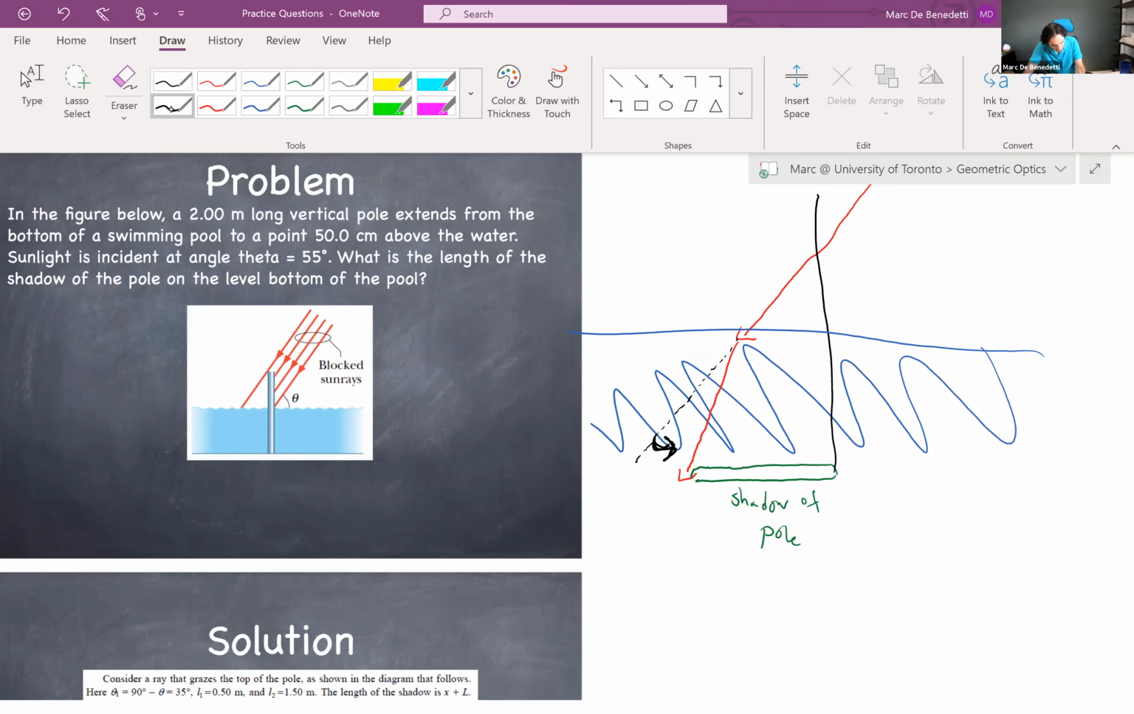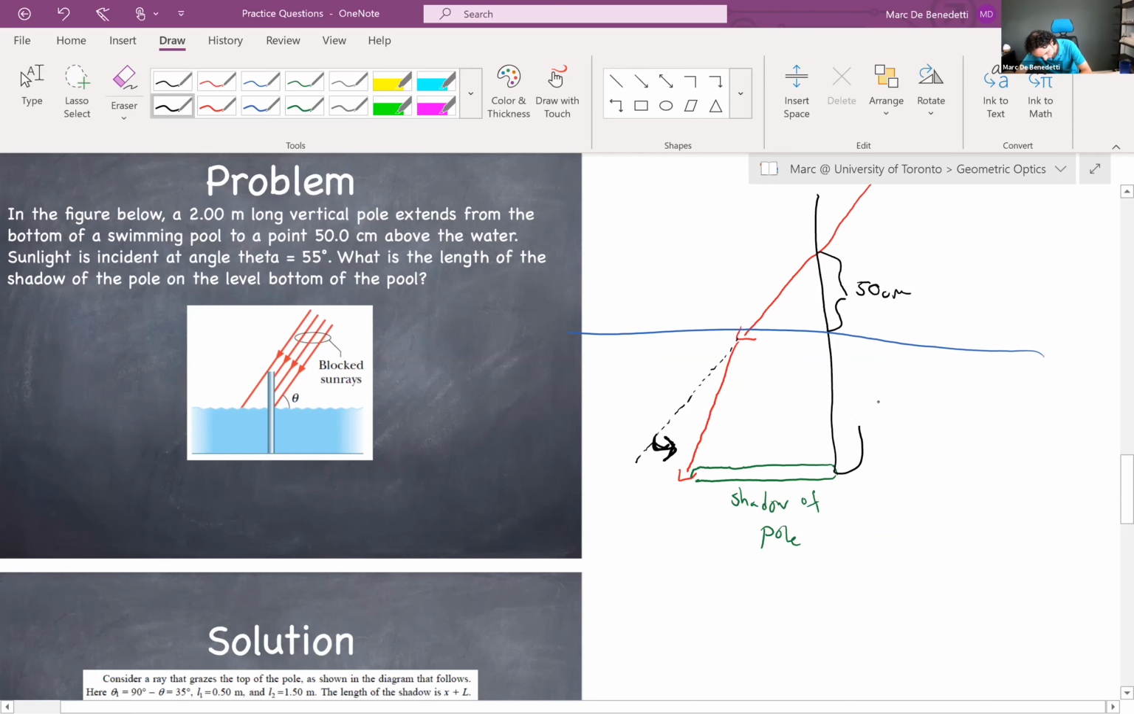So it's a 2-meter long vertical pole, extends from the bottom of a swimming pool to a point 50 centimeters above the water. Okay, so this is 50 centimeters. This inherently will be 150 centimeters. So we know that distance. And this is not quite a nice triangle because the hypotenuse is partially bent halfway through. So we're going to need some geometry later on.